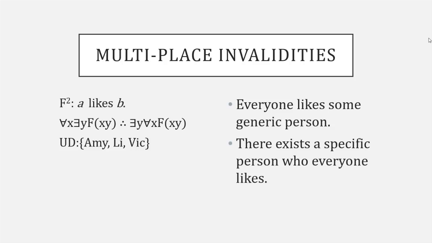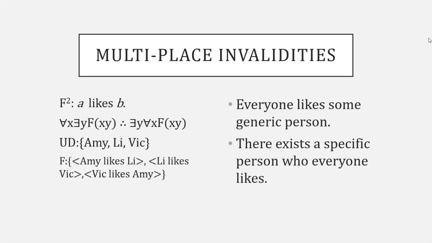And we've got a universe of discourse with exactly 3 objects. They all happen to be people, Amy, Lee, and Vic, right? So here's the setup, and we're going to try to do an invalidity on this thing. And of course, we can't just say that F applies to Amy or Lee or Vic. That doesn't make any sense anymore. We have to say that the F predicate applies, for example, if Amy likes Vic, then we'd have to say F, Amy, Vic. Or if Vic likes Amy, we'd have to say F, Vic, Amy, right? So we need to put pairs of objects in these things.